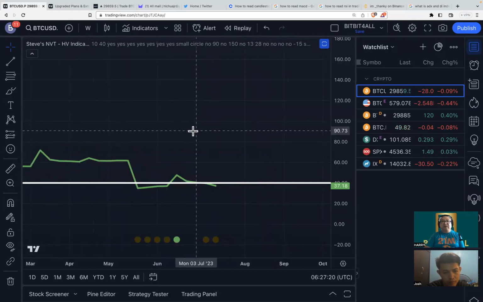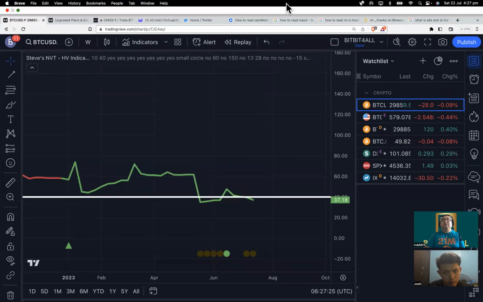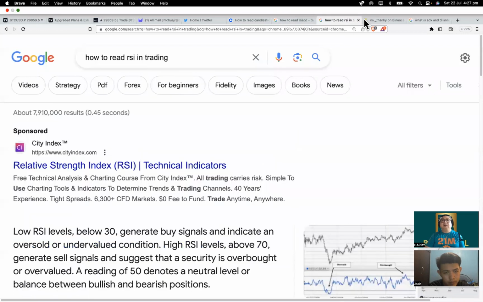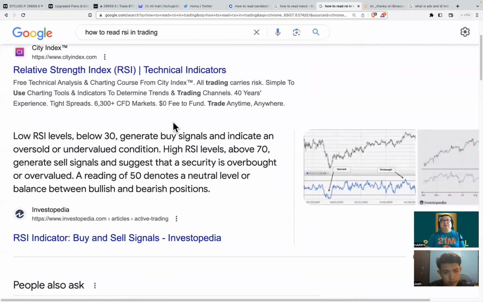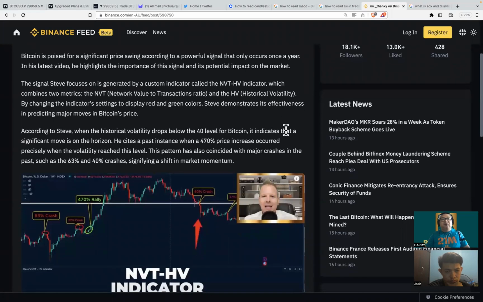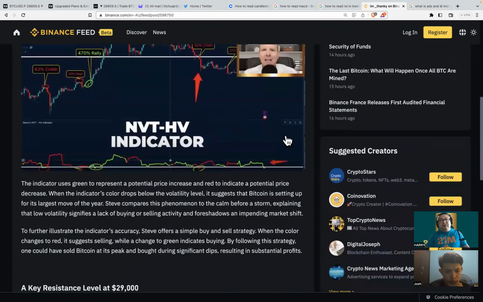So he made his own indicator, the NVT HV. What is that? We know RSI, right? So NVT HV, what does that mean? NVT is network value to transactions ratio, and HV is historical volatility. So bottom line, it will just tell you the big movements of the market.